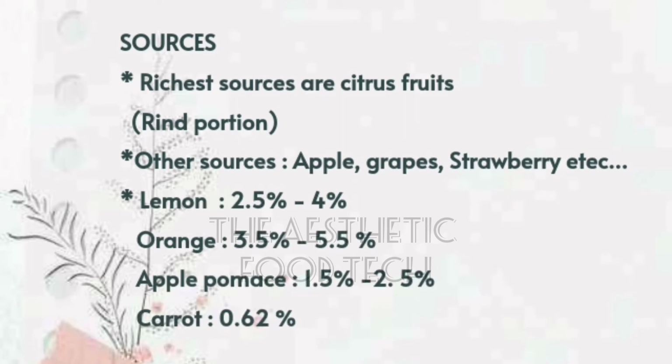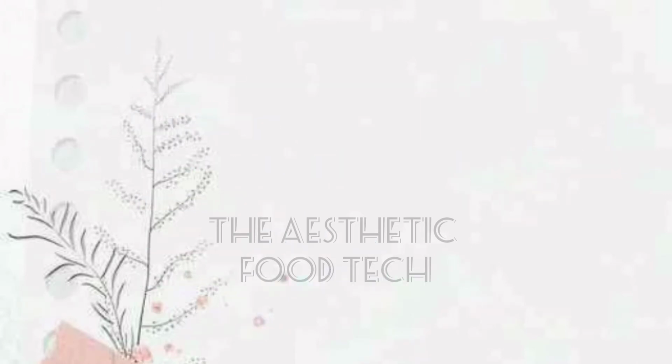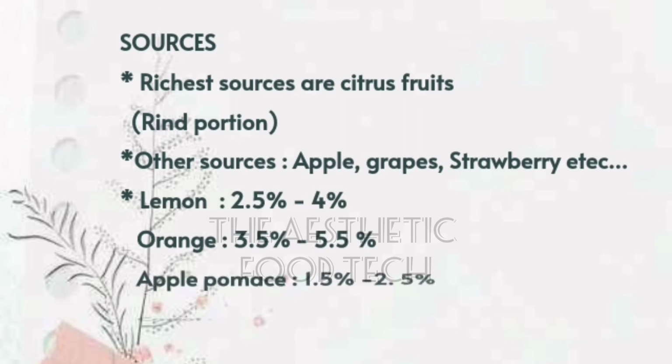Sources of pectin. Richest sources of pectin include citrus fruits, and it is found in the rind portion of citrus fruits. Other sources include pears, apple, grape, strawberry, etc.